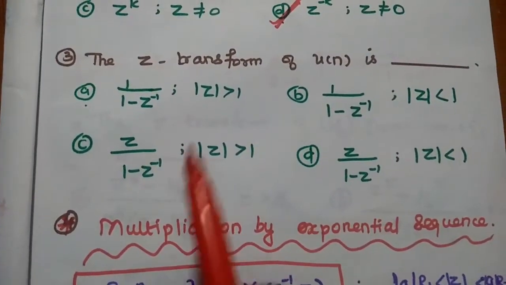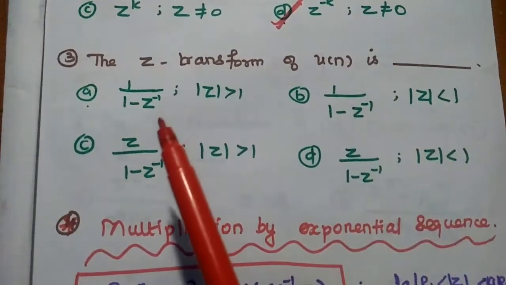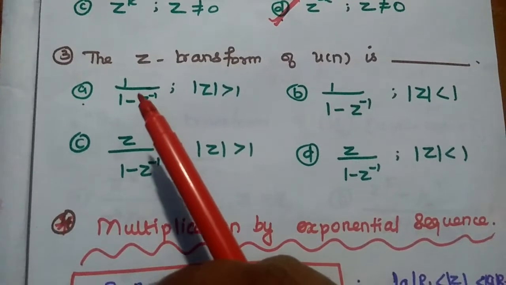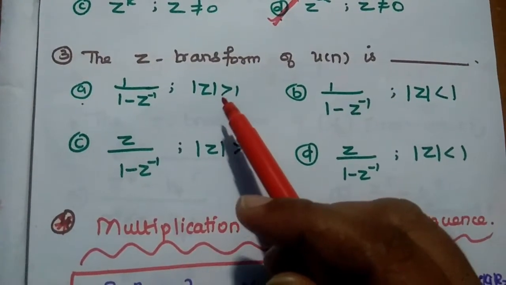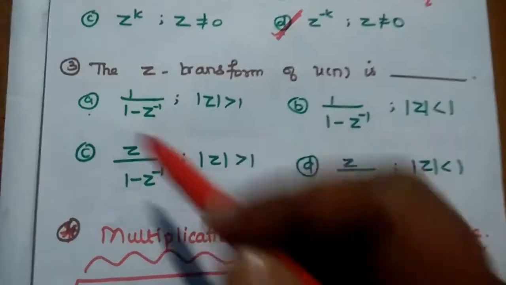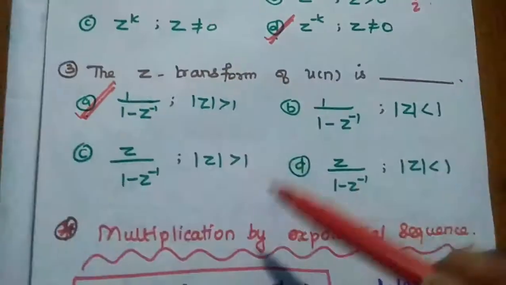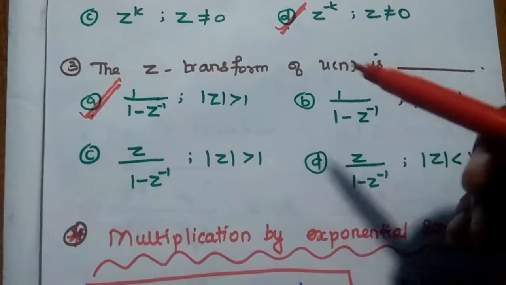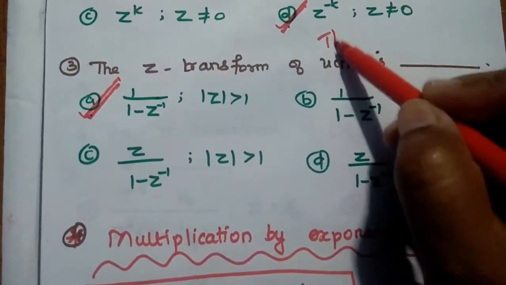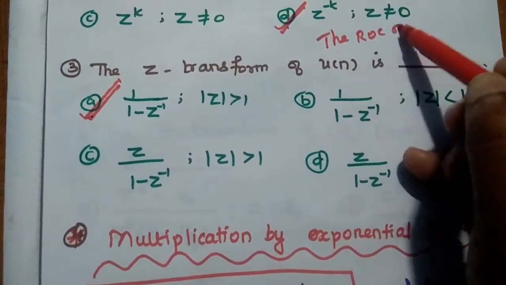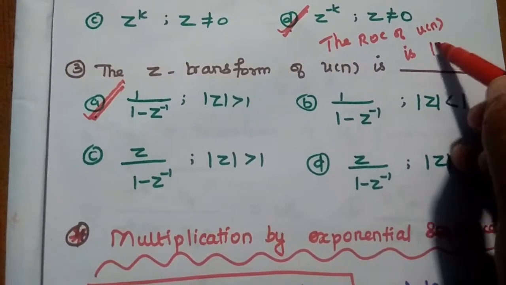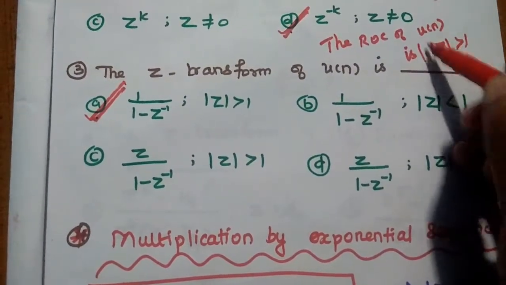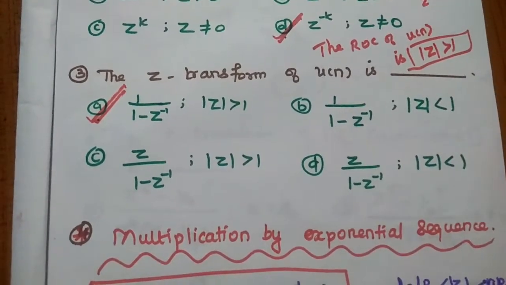So the next one is the Z transform of u of n. As we all know, its value is always 1 by 1 minus z inverse. Its ROC is modulus of z greater than 1. So the A is the answer. Sometimes the question may be like that: what is the ROC of u of n? The ROC of u of n is modulus of z greater than 1. Okay, so you should remember this.